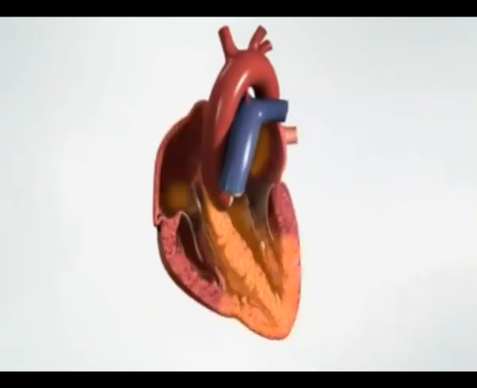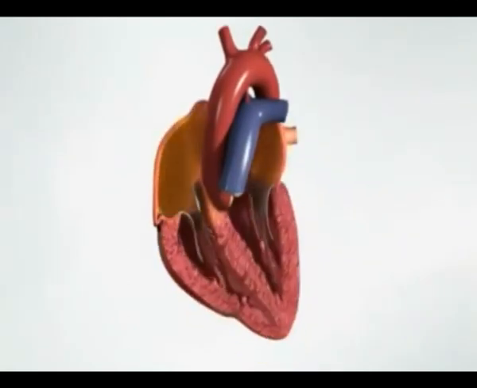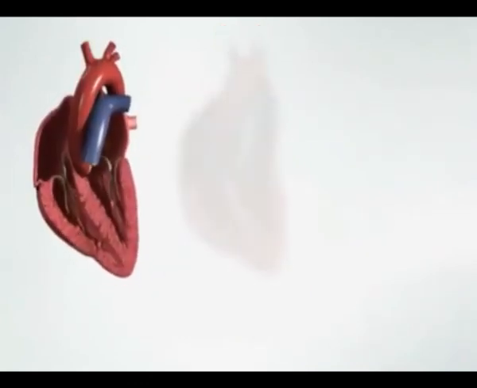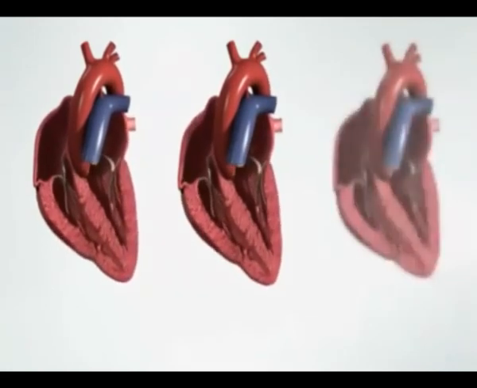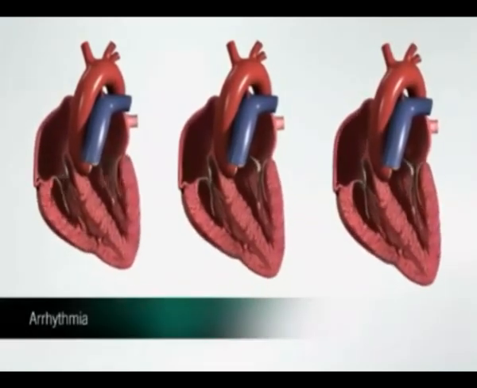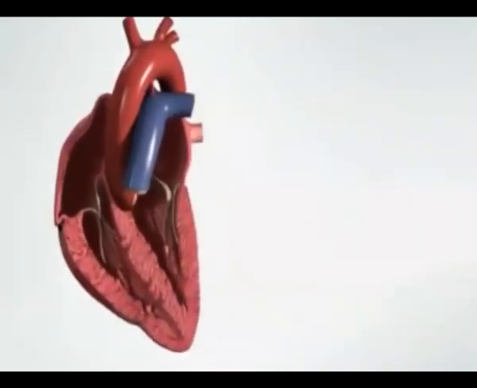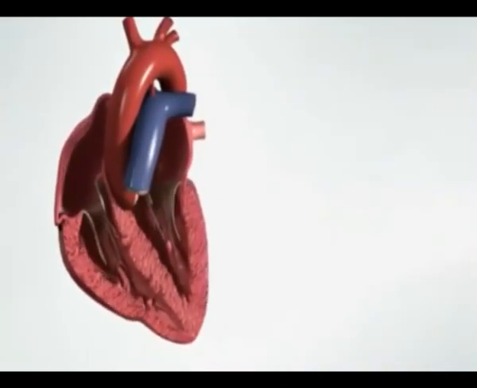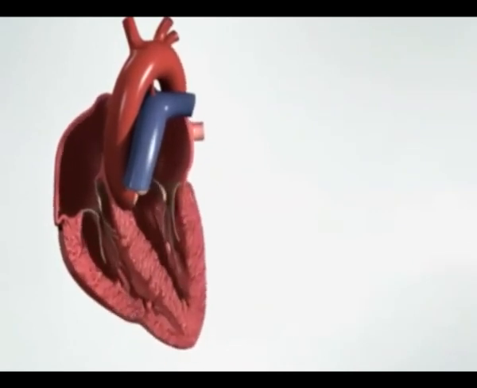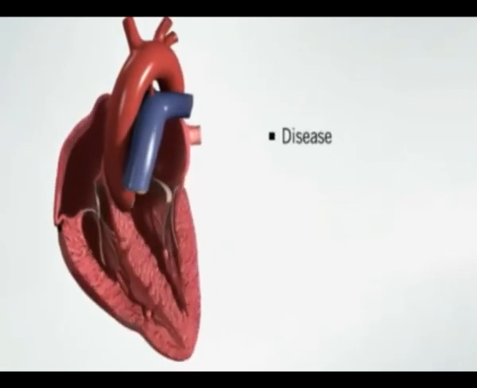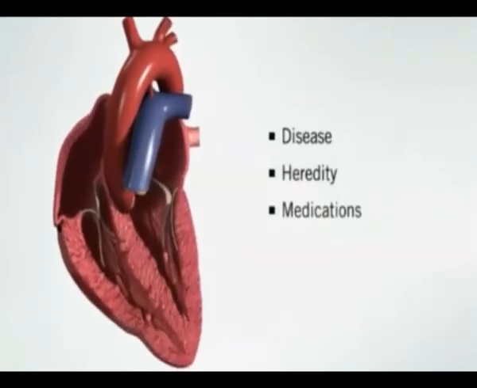Electrical signals in your heart can become blocked or irregular, causing a disruption in your heart's normal rhythm. When the heart's rhythm is too fast, too slow, or out of order, an arrhythmia, also called a rhythm disorder, occurs. When your heart beats out of rhythm, it may not deliver enough blood to your body. Rhythm disorders can be caused by a number of factors, including disease, heredity, medications, or other factors.